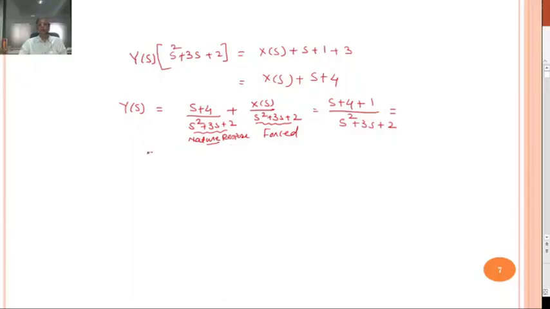And for the natural response, if we say this is Y1(s) and this is Y2(s), and at last we will add these two responses. This is (s plus 4) divided by (s plus 1) into (s plus 2), plus 1 divided by (s plus 1) into (s plus 2). Now expand this equation using the partial fraction expansion.